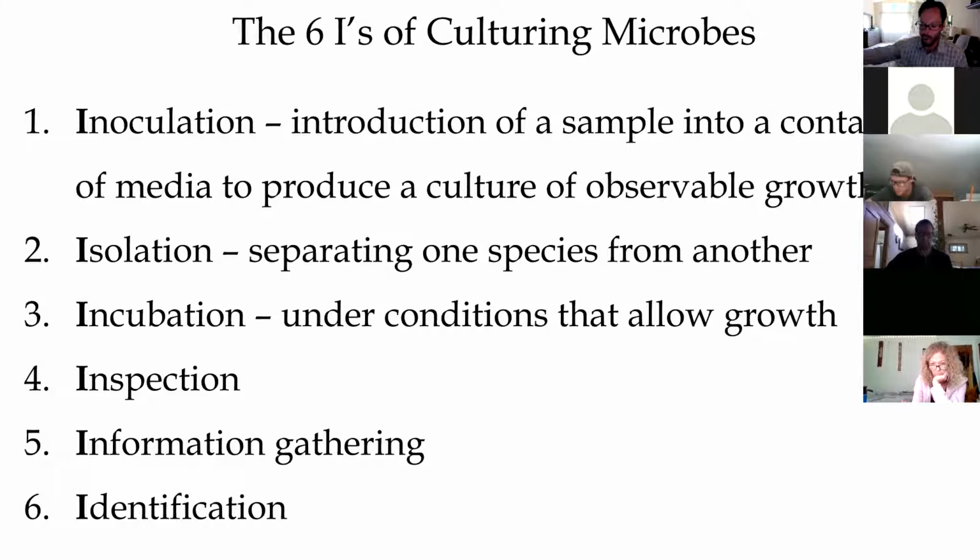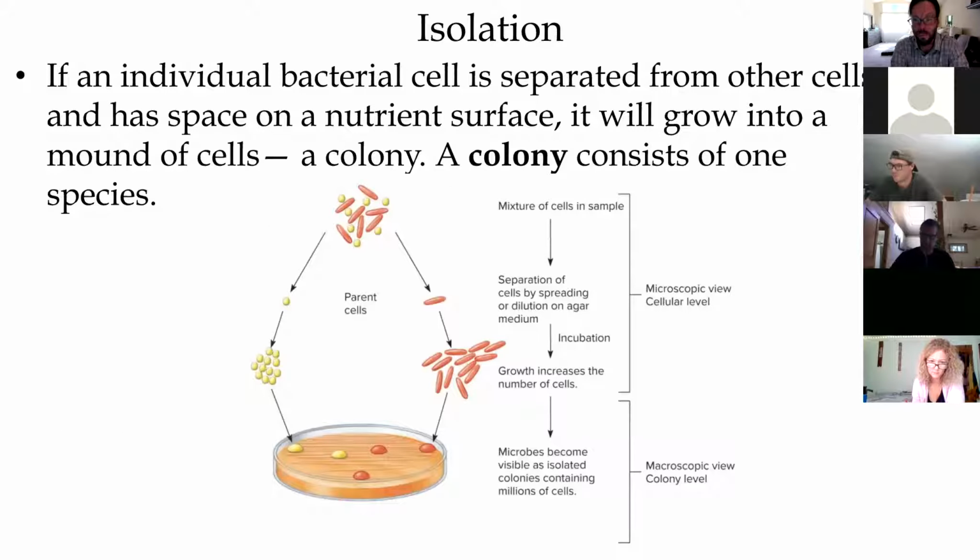So for the homework, if you guys haven't already gotten to that, the last question, I believe, is asking you to use the 6 I's to describe how you would culture something and identify it from a urine specimen. And so I just wanted to go through the 6 I's one more time just to get it firm in your heads and show you with pictures and images kind of what the process is.